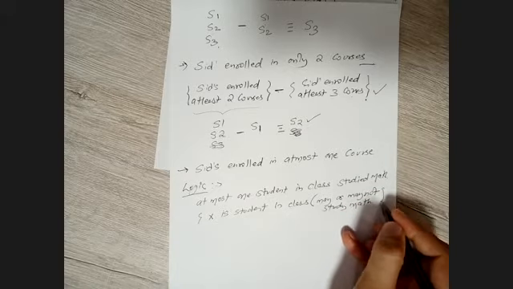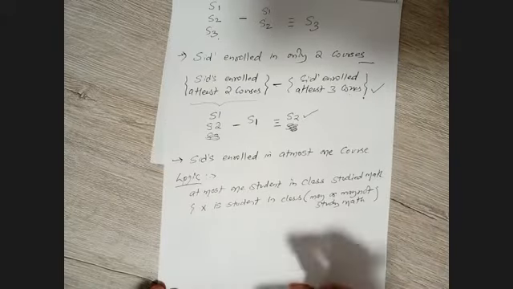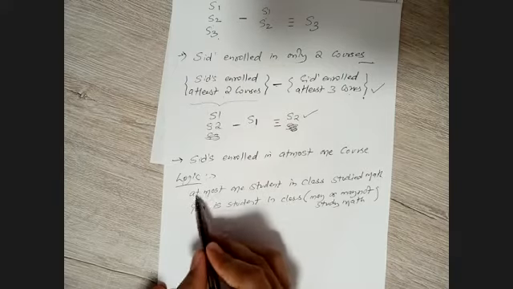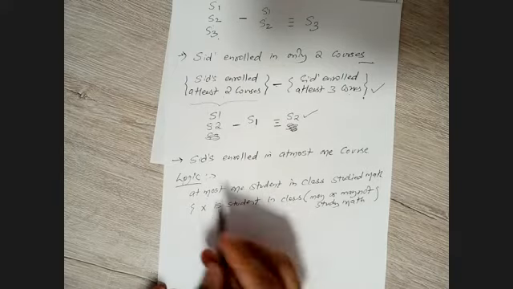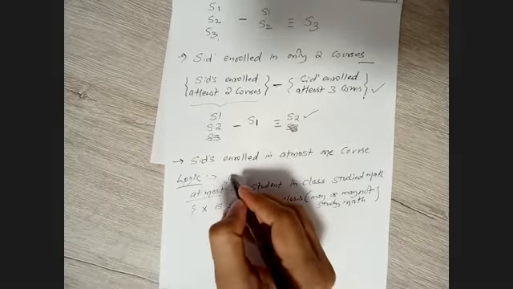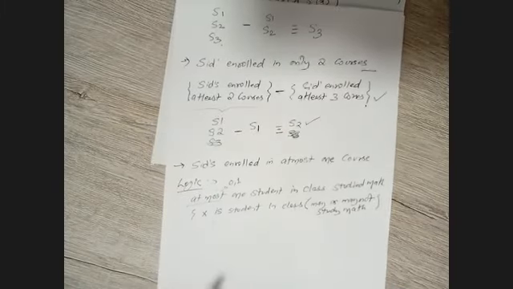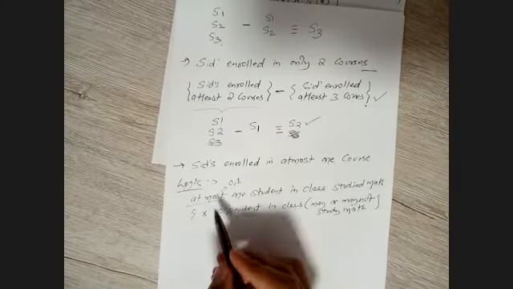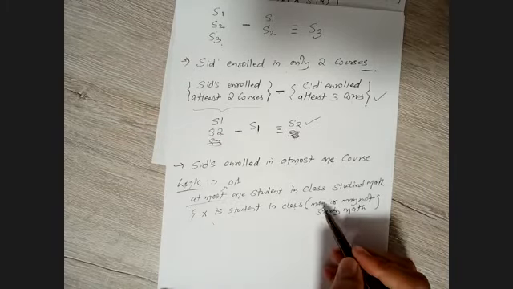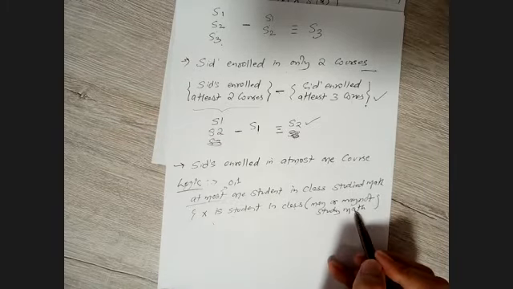See, this is important. X is a student studied in the class. I'm saying at most one student. At most means what? It can be zero as well as it can be one, up to one. Yes or no? That's why at most. And I'm saying X is a student in a class who may or may not study maths.